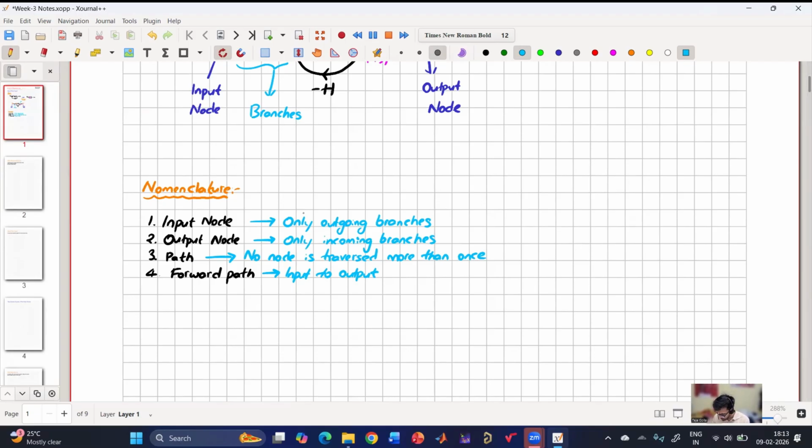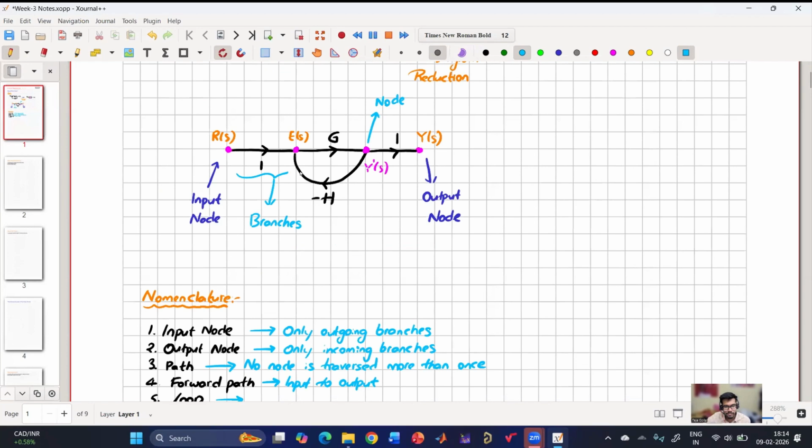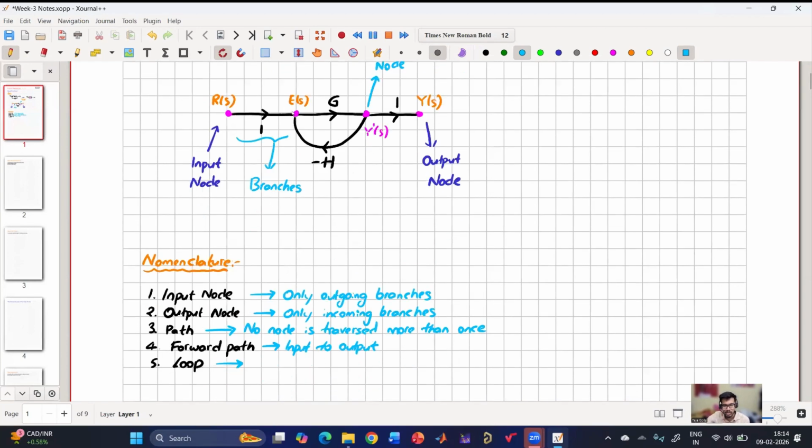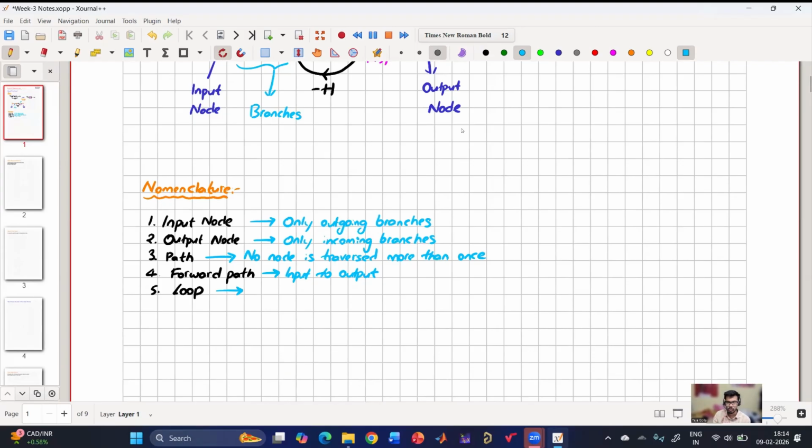Now coming to loop. Loop, you understand from the word itself. It originates and ends at the same node. So in this case, E of S, Y dash of S is one loop because it starts from that node and ends at that node. So that initial node will be the end point as well as the originating point. The path will originate and end at the same node.